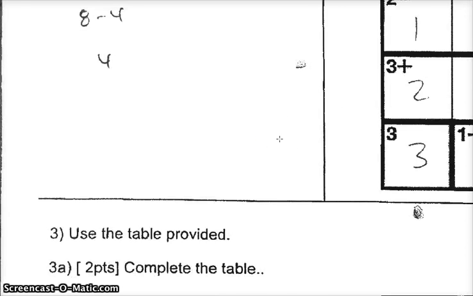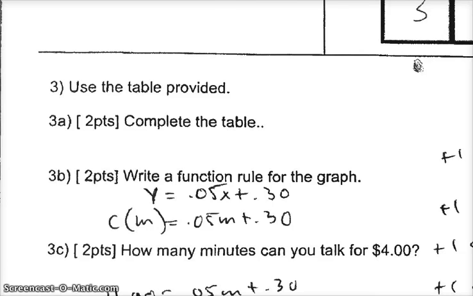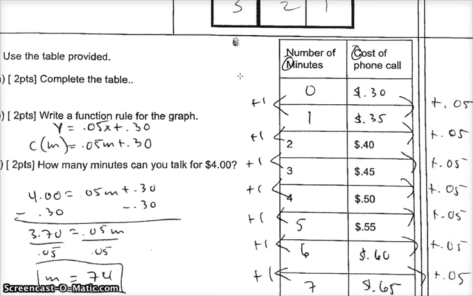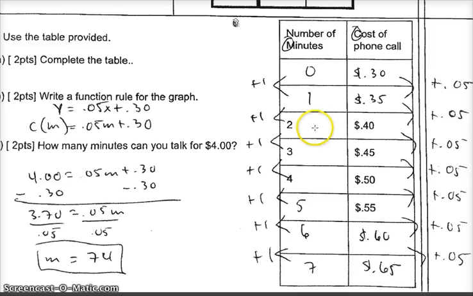Question number 3. You were asked to complete this table below. Notice how if I go down, I'm just adding 5 cents, 0.05. And if you go up, in a way, you're actually subtracting 0.05. So this would be 40 cents, then 35 cents, then 30. And on the left column, your independent variable is your number of minutes on the phone, and they're just increasing by ones.